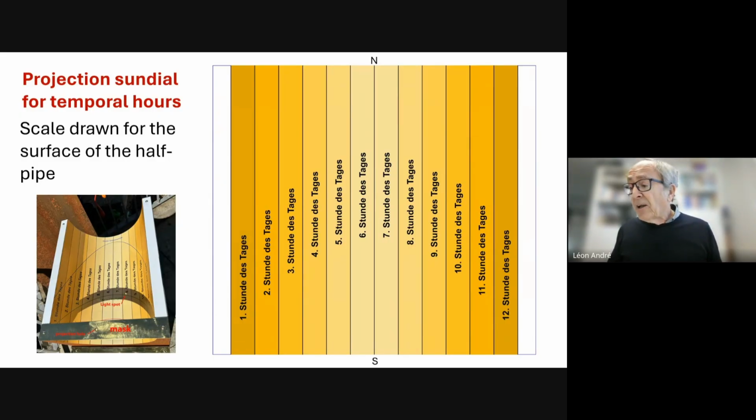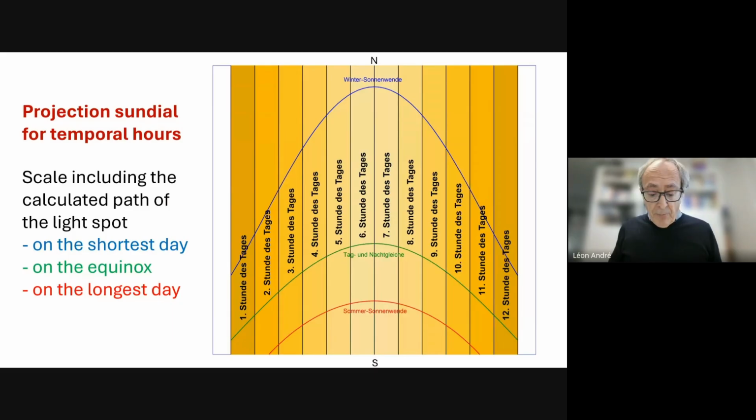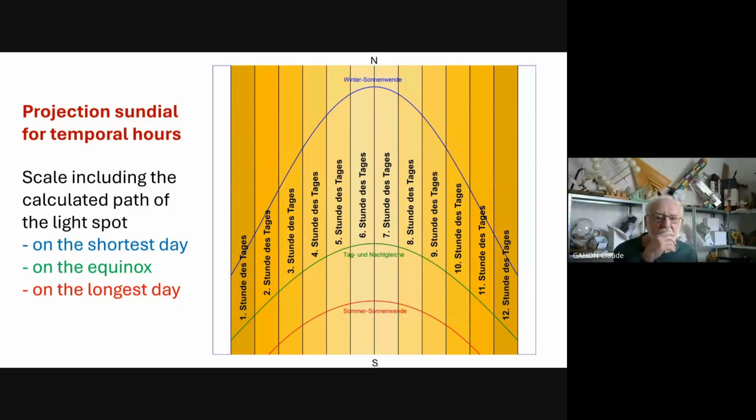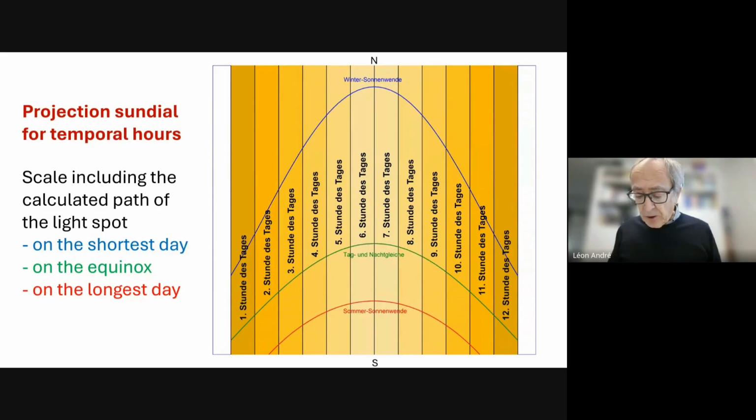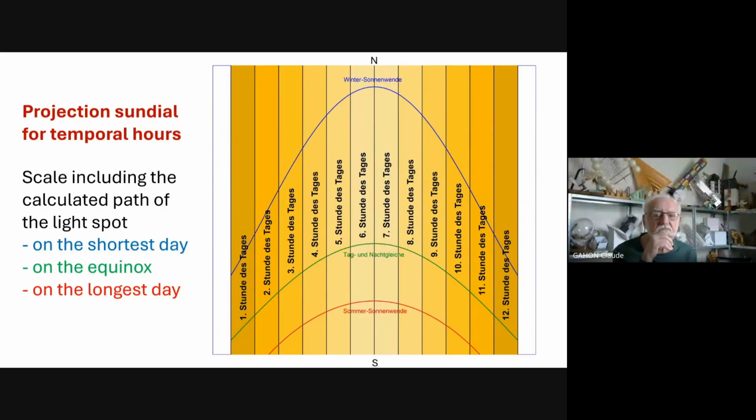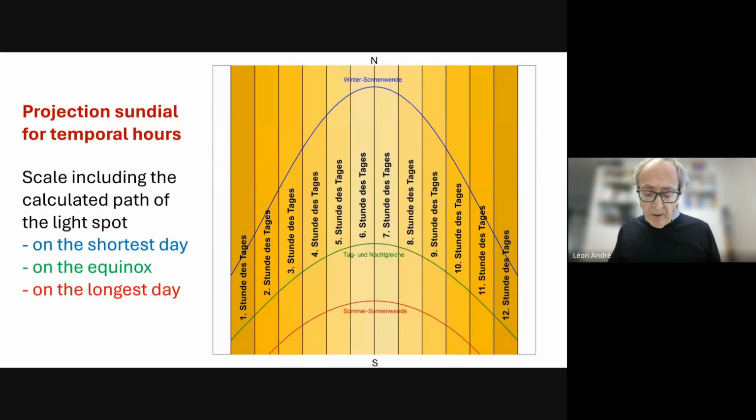However, here we have marked the calculated path of the light spot on our sundial for the shortest day, for equinox, and for the longest day. This, of course, depends on the location.